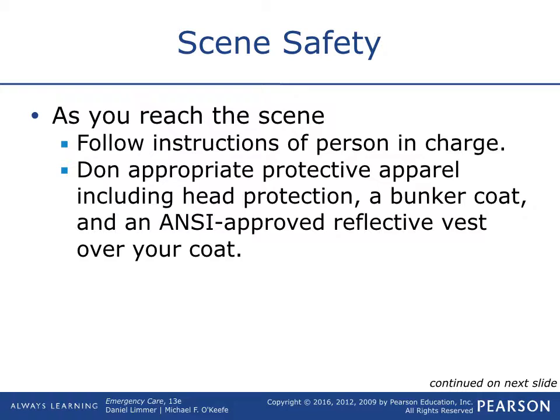Follow instructions of the person in charge. If it's a multi-agency scene, there's always going to be a head of that, so find out who that is and submit to them. If you're the first one on scene, that person is you, really, until someone with higher authority comes. Don appropriate protective apparel. It's getting kind of repetitive here, but wear a bunker coat and an approved reflective vest over your coat. Be safe, so people can see you.